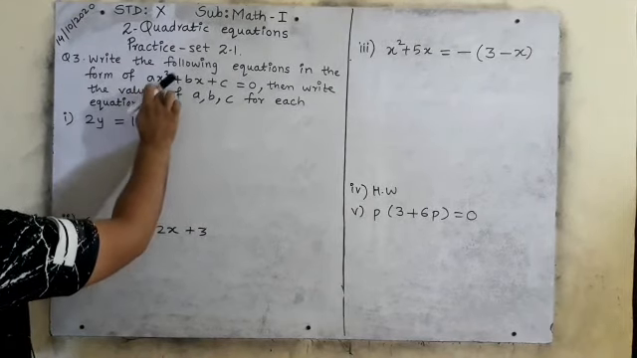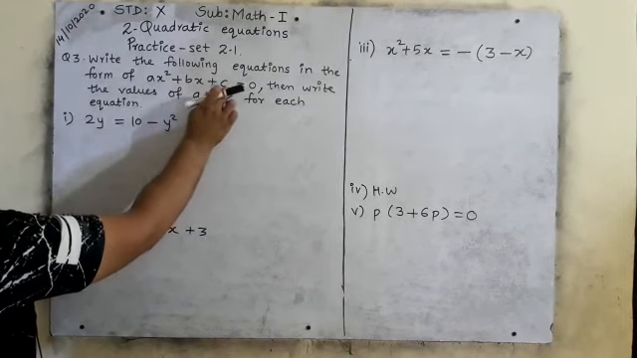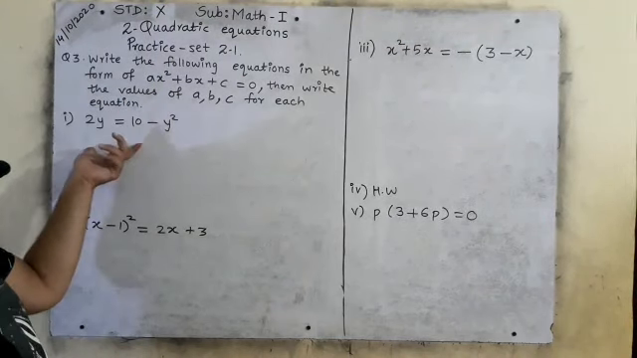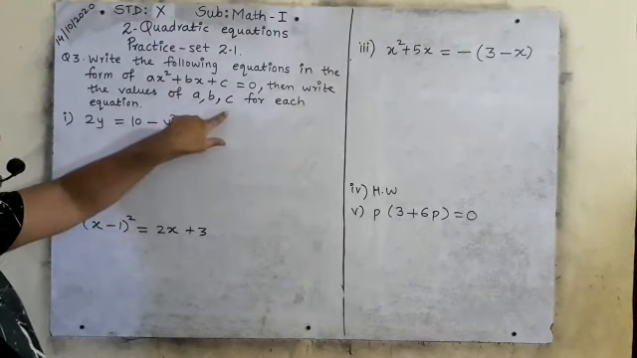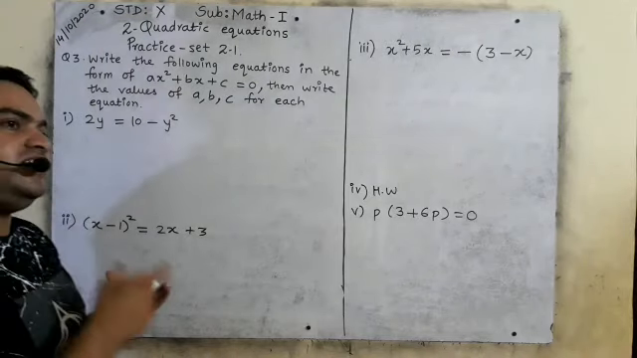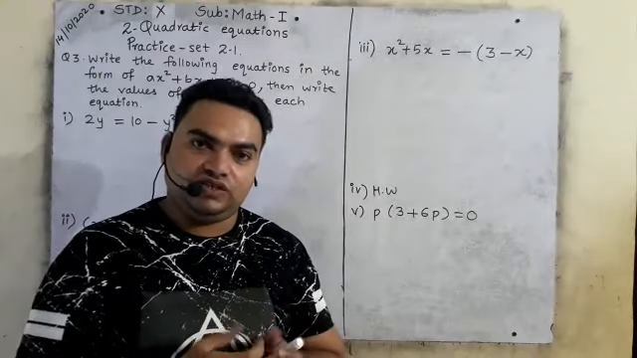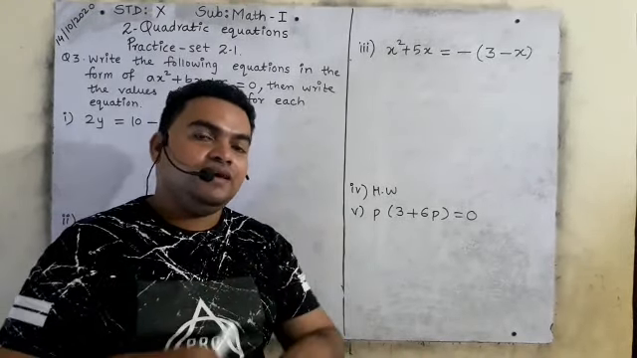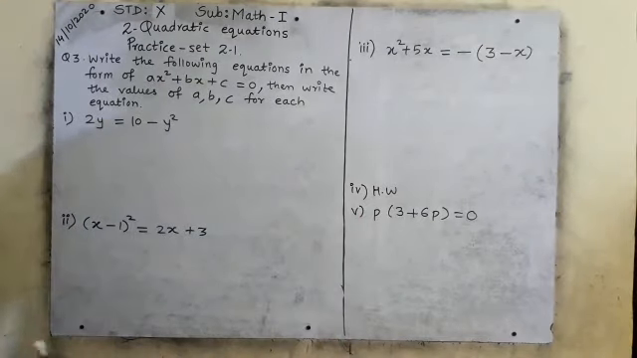Ax square, that is x raised to square, x raised to 1, x raised to 0, like this. Then write the value. After arranging it, we have to write the values of a, b, c. It means we have to write what real numbers are used in that particular given quadratic equation. We have to write the value of a, value of b, value of c at last. Now see for each equation.